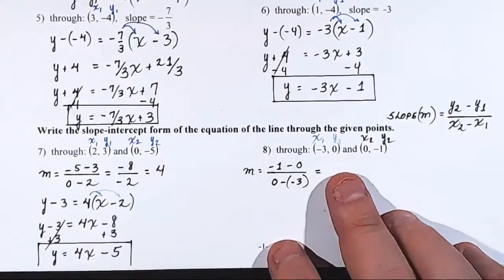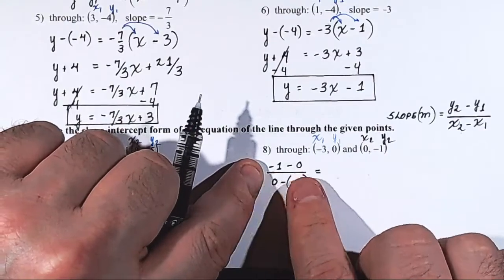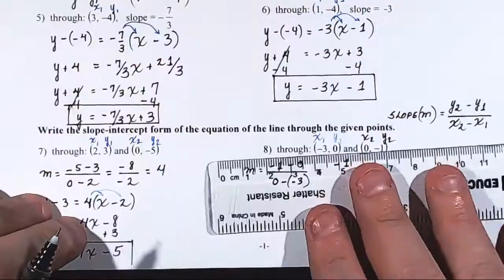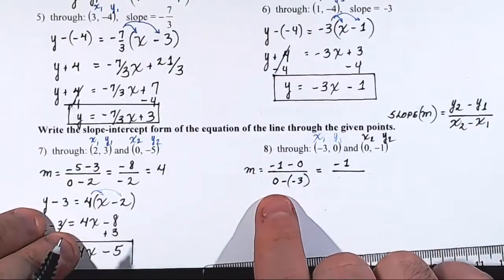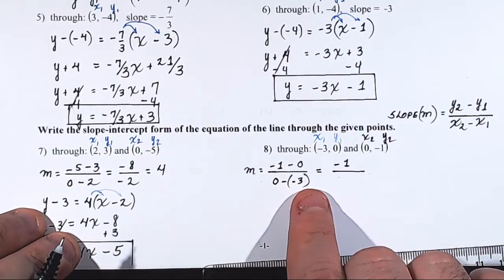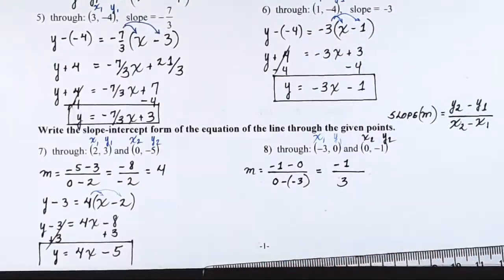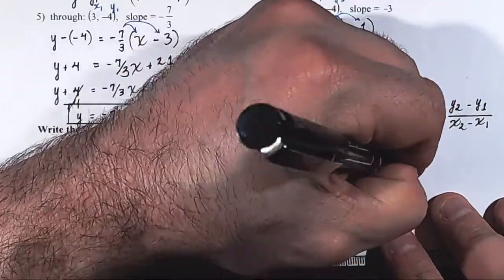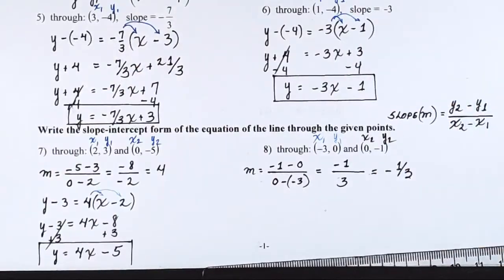So let's extend the equal sign here. So m is equal to, up on top I have negative 1 minus 0, which is just negative 1, over 0 minus 3 is positive 3. So I have negative 1/3. So I'll just put another equal sign and make this negative 1/3 is the slope.